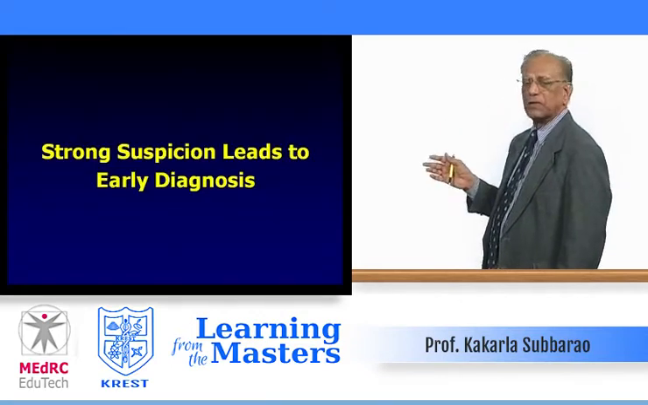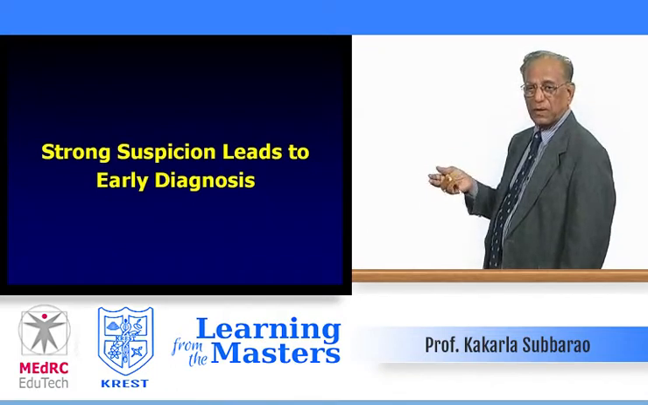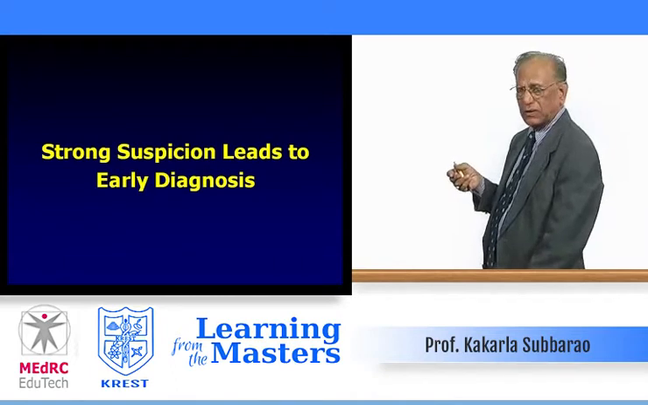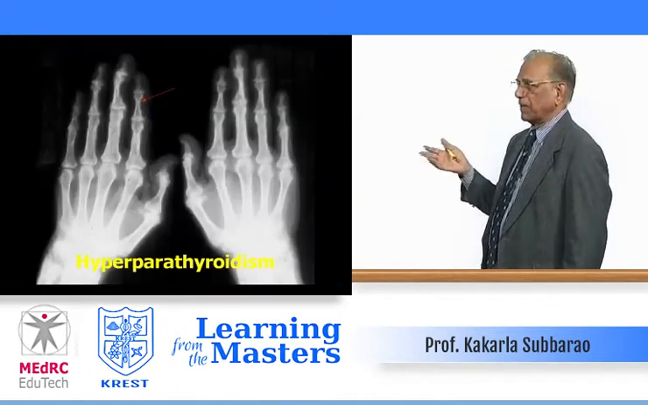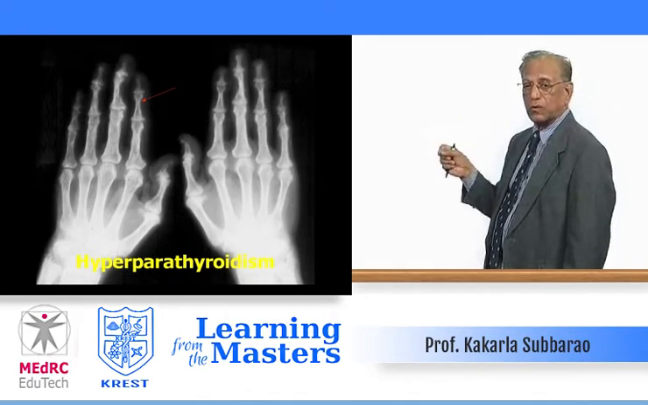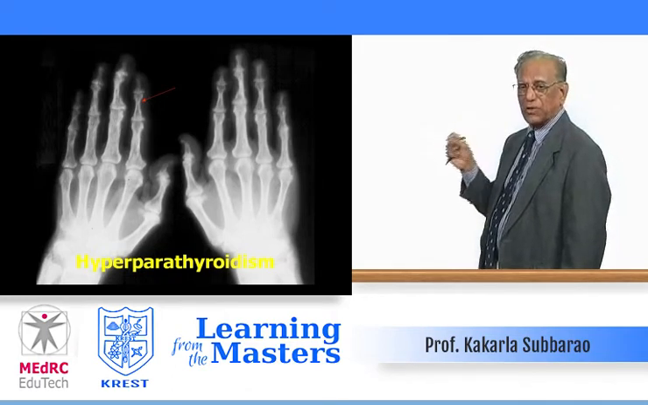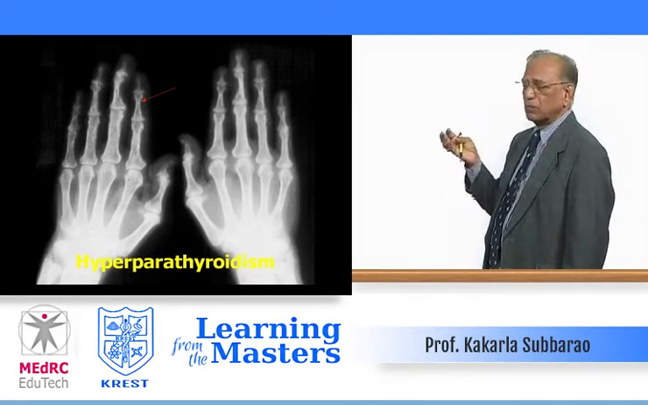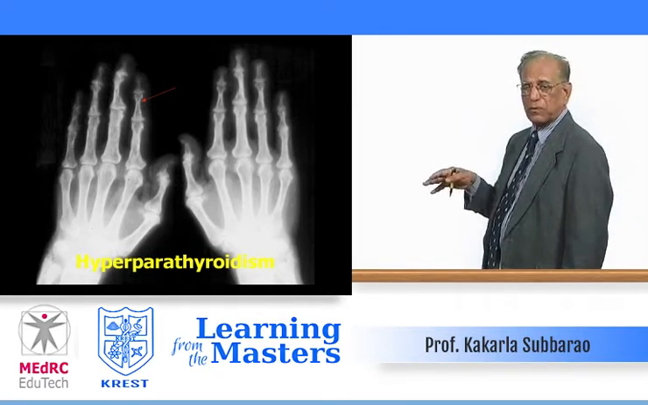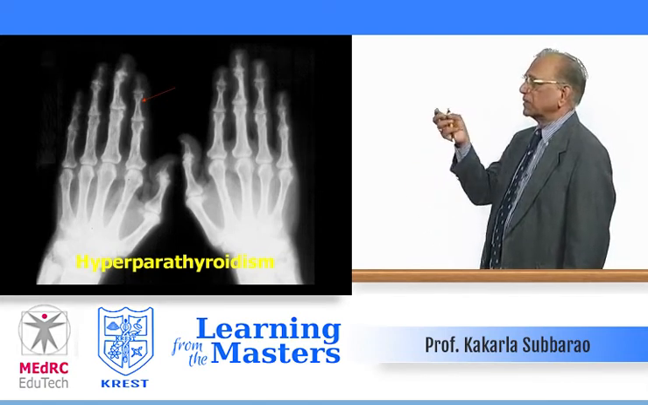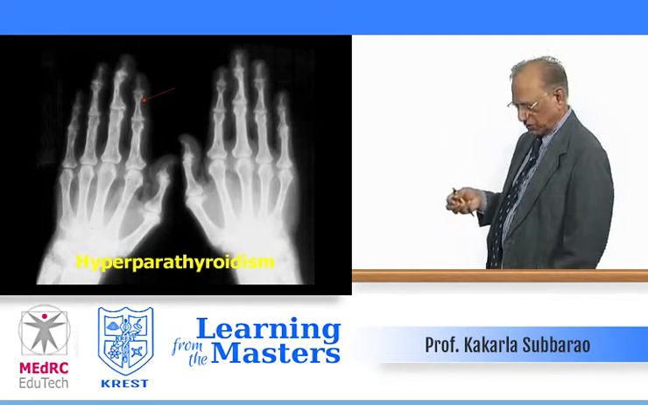Strong suspicion leads to early diagnosis. Unless you keep the entity in your mind, you can't really diagnose these entities. Hyperparathyroidism, classical in the sense, subperiosteal resorption of the bone is the classical change that occurs in radiographs. Because of that, you get subperiosteal bone resorption, subchondral bone resorption, and distal phalanges also resorbed completely.